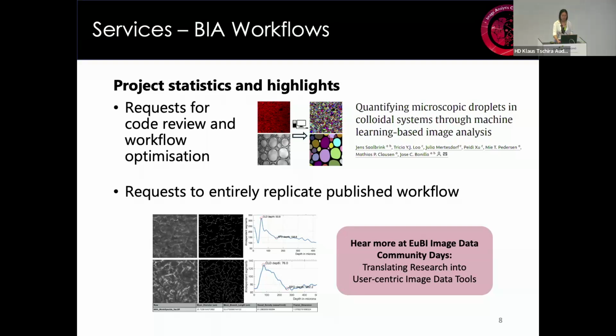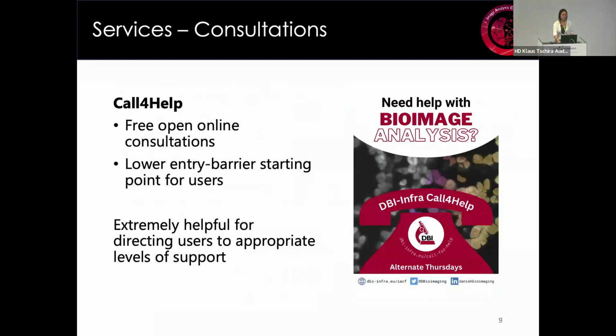Right? So finally, we have our consultation services, where for our BIA workflows, the users need to submit an application form, which is not long, but it is quite specific in asking for the type of help that they need. And they need to know what they want to have measured, all of that kind of thing. And sometimes users just don't know what they need. So we have a regular call for help to lower the entry barrier as a starting point for the users. And we also actually found it really helpful to direct users to the appropriate amount of support that they need.